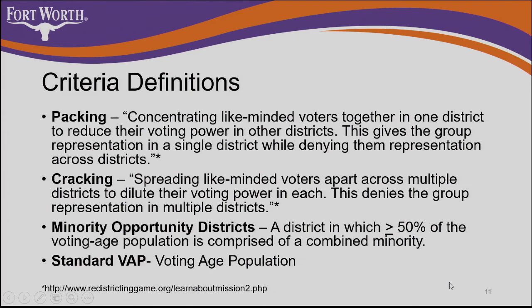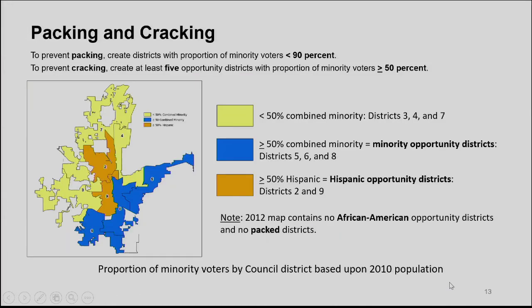So we just discussed packing and cracking, minority opportunity districts. We talked about that a little bit earlier, and voting age population. And here we can see, in reference to packing and cracking, the existing City Council districts, and how we've got a majority of those districts either being a combined minority opportunity district or specifically a Hispanic opportunity district. And as of the 2012 map, there are no districts in which African Americans constituted a majority of the voting age population.